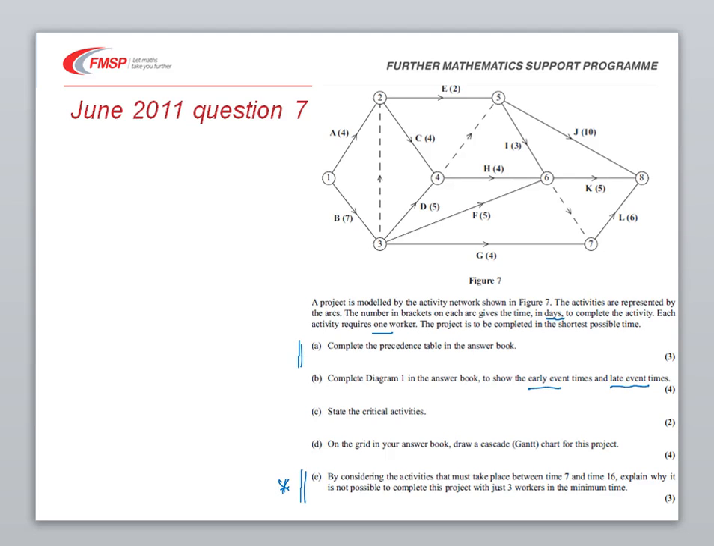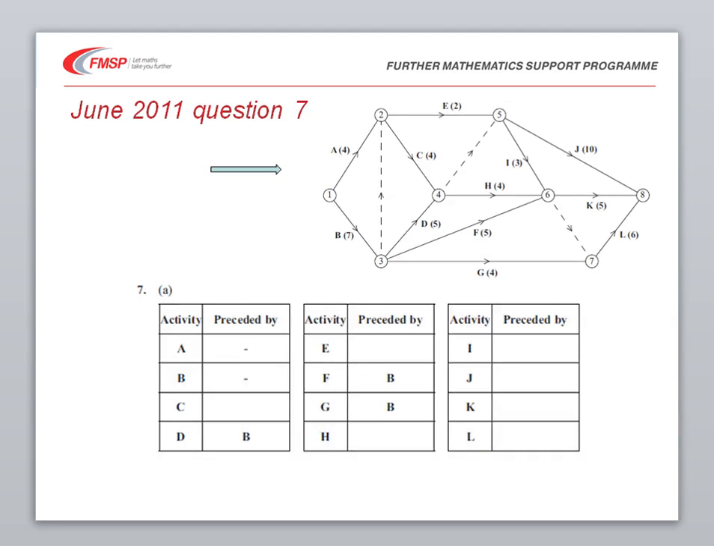But otherwise, this is a fairly standard critical path analysis question, where we've got a precedence table to complete, the diagram of early and late event times, so that's you doing the forward pass and the reverse pass, finding the critical activities, and then drawing a Gantt chart.